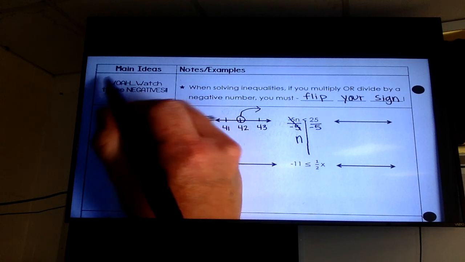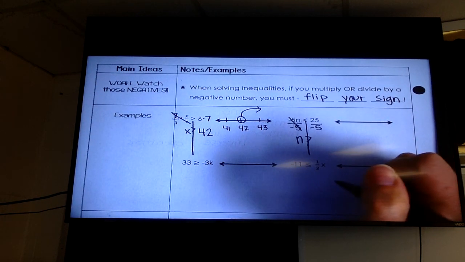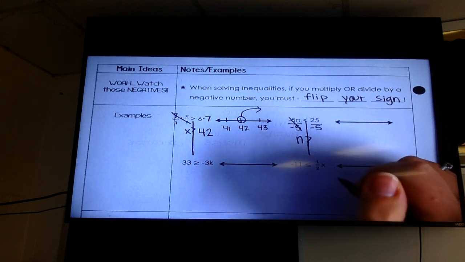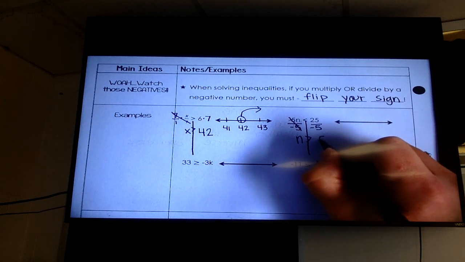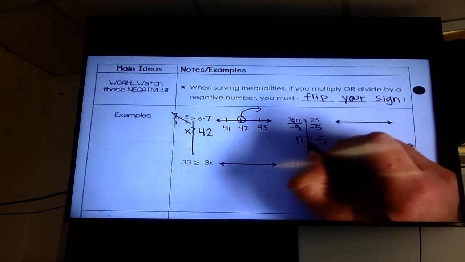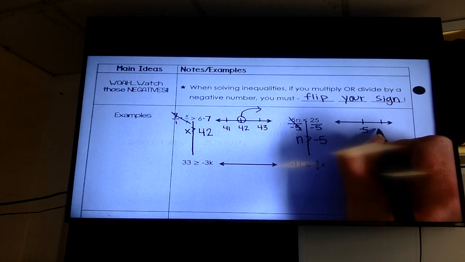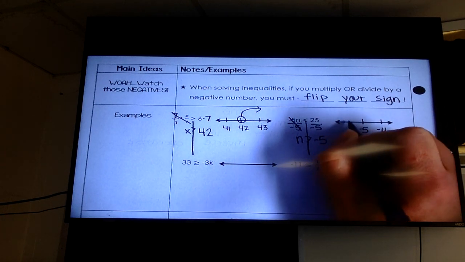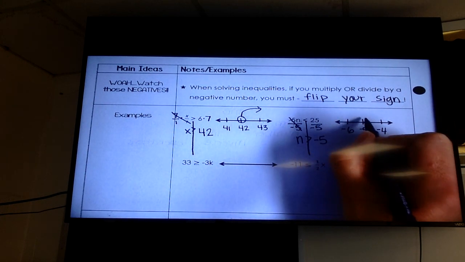Whoa, when I divide by a negative, I need to flip my sign. So it's no longer going to be the less than sign. It's now going to be the greater than sign. So 25 divided by 5 is 5, and a positive divided by a negative is a negative. So now I have n is greater than negative 5. All right, so let's put negative 5 in here. A number larger is negative 4. A number smaller is negative 6. It's just a greater than sign, so I'm going to have an open circle.